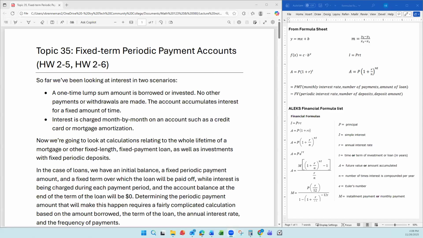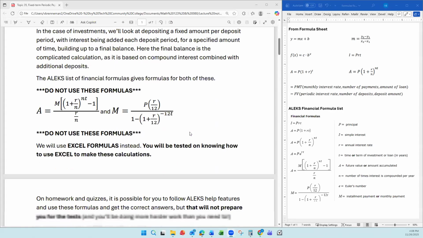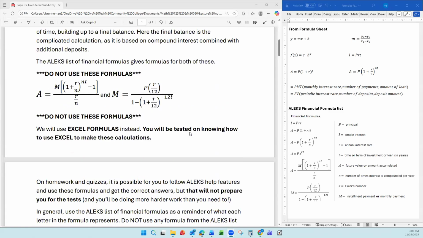This video is over topic 35, numbers 1 through 3. So make sure you're looking at, especially this information, don't use these formulas. As you're looking at the formula sheet, you have the ALEKS list, you have the course formula sheet. Anything on the ALEKS list that's on the course formula sheet, the ALEKS list will give you a little bit more information about it. That's fine. If it's on the ALEKS list and not on the course formula sheet, then best not to use it.